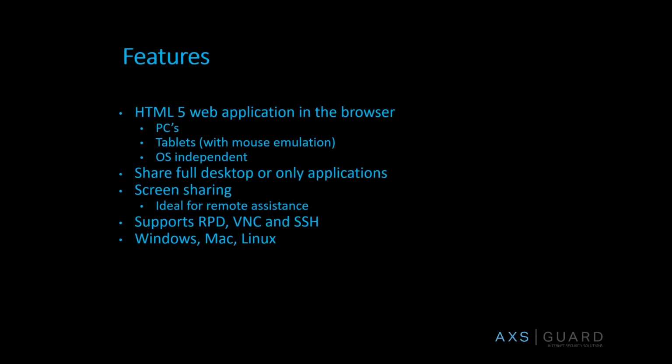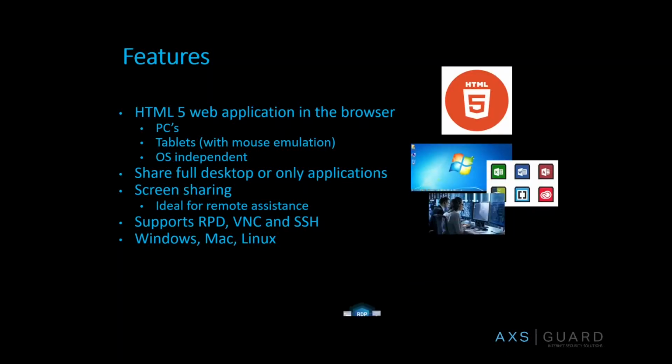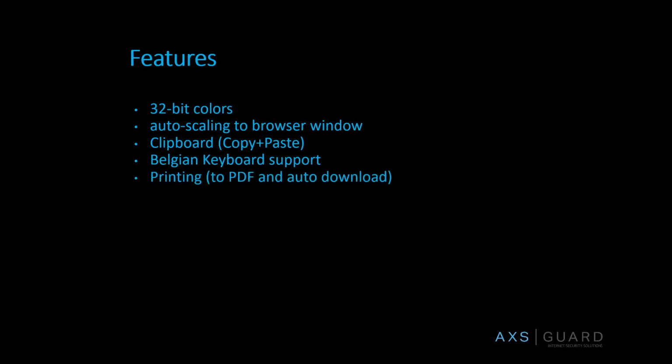Remote Workspace supports the RDP, the VNC and SSH protocols. You can remotely work on Windows, Mac and Linux desktops. There is support for 32-bit color. It scales very nicely in your browser window, which is very convenient when working on a tablet. You can easily copy and paste between applications running locally and applications running in your remote workspace. The Belgian keyboard is supported.